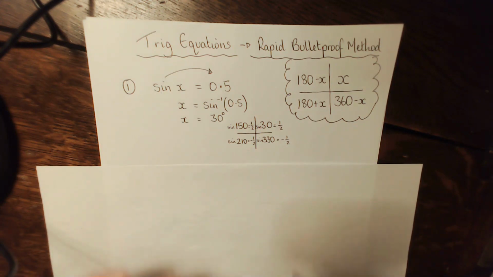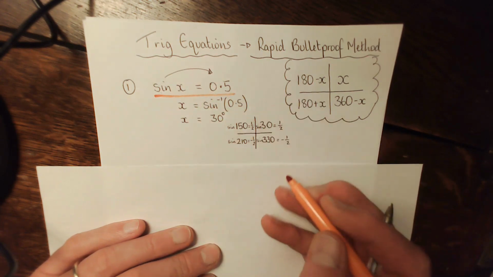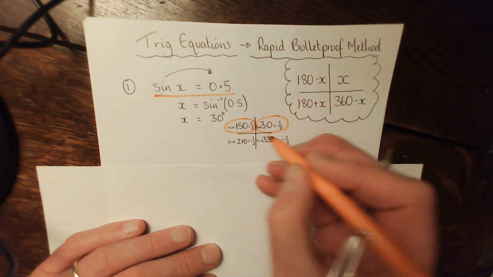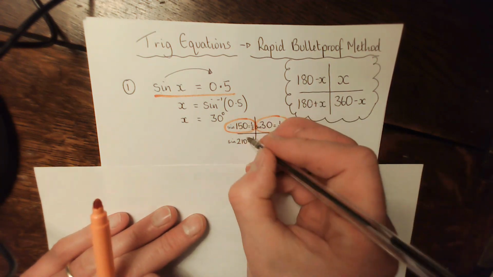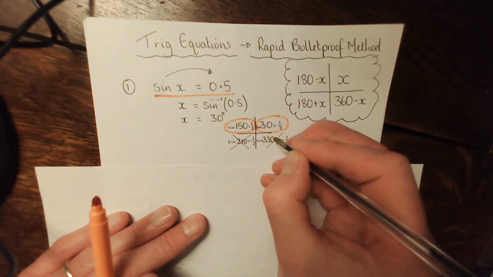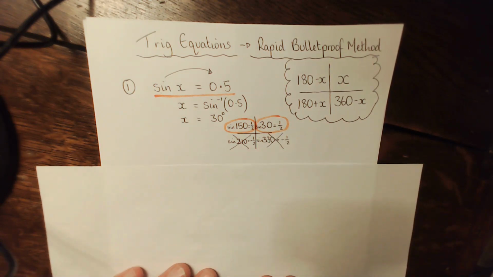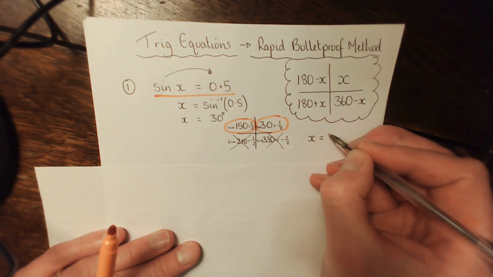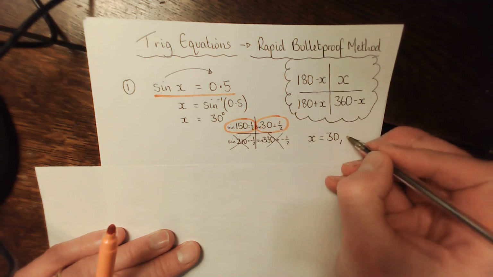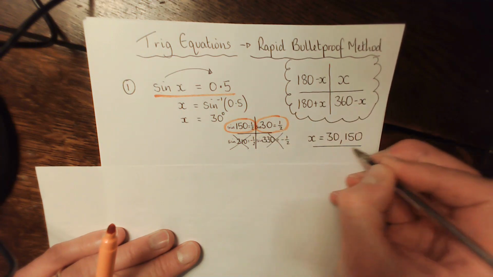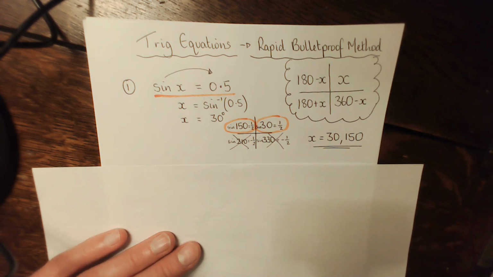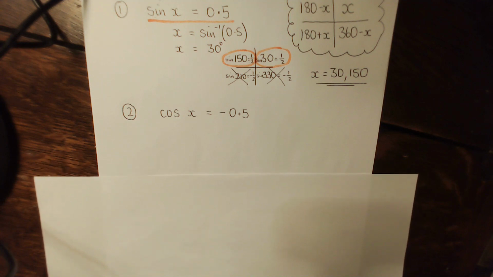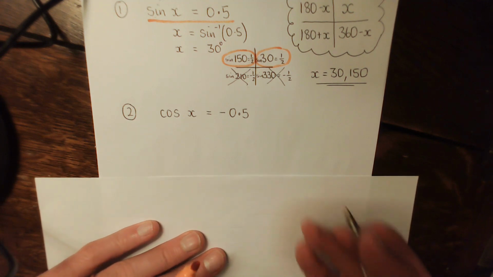So which one matches the question here? Well, this corner does, and this corner does, because they both equal a half. This one doesn't. Neither does this one, because it's minus a half. So that's giving me an x value of 30 and an x value of 150. Job done.